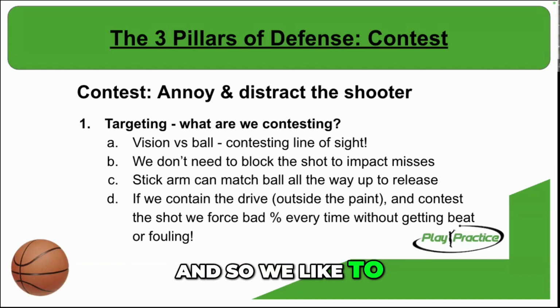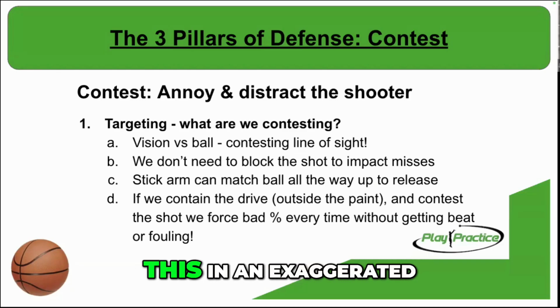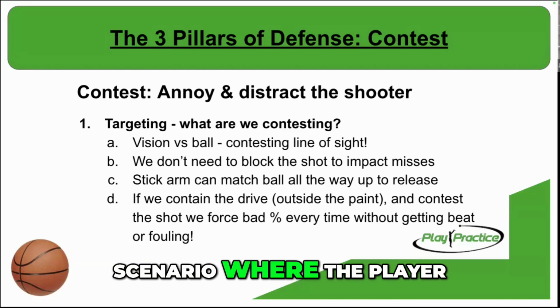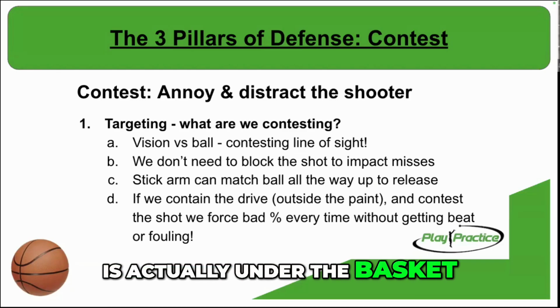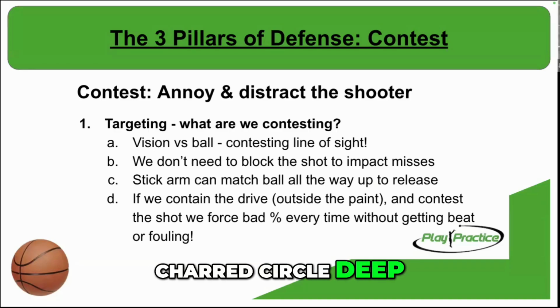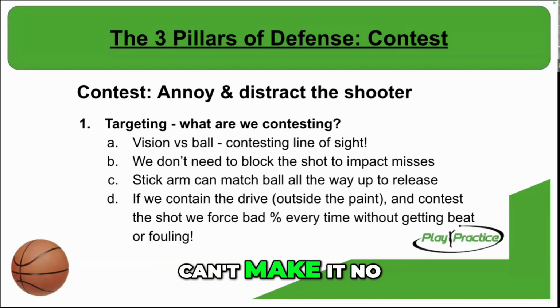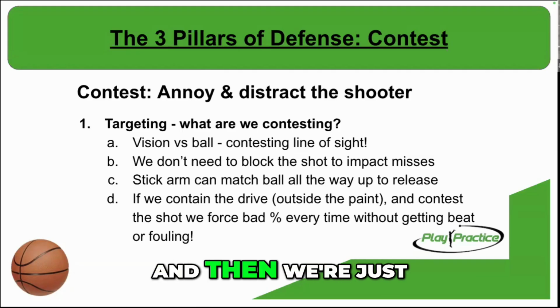And so we like to work through this in an exaggerated scenario where the player is actually under the basket, like charge circle deep, so that they really can't make it no matter how fast they run or how high they jump. They're not going to make it to block the shot. So it just highlights that that is impossible. Therefore, the strategy is to contest the line of sight instead. And then we're just working on timing.